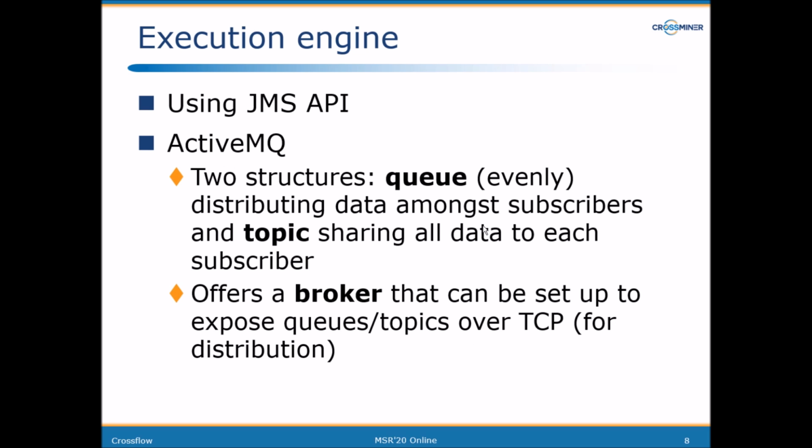We are using the Java Messaging Service API, and more specifically, the Apache ActiveMQ tool. It provides the two basic structures we saw in the domain model, queues and topics, and offers a broker set up on one or more nodes, and will expose these streams over TCP, allowing for workers to connect whenever they are available.